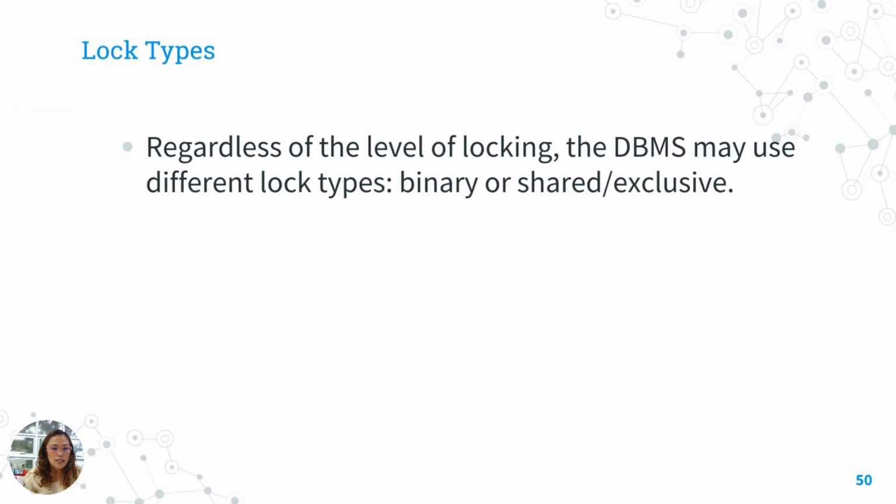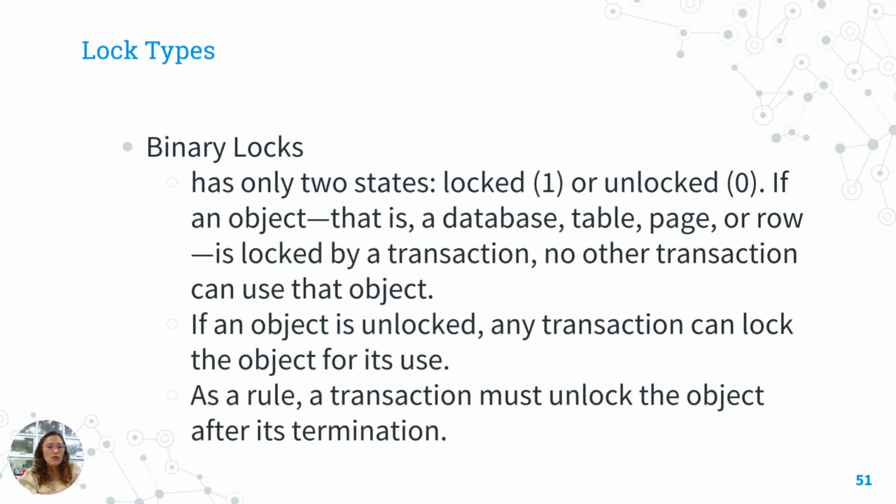Let's go first with different lock types. When you say lock types, regardless of the level of locking, whether it's database, table, page, or row, the DBMS may use different lock types. It's either a binary lock type, which means 1 or 0, lock or unlock, or we have the shared or exclusive lock type. Let's discuss one by one. Let's go first with the binary lock.